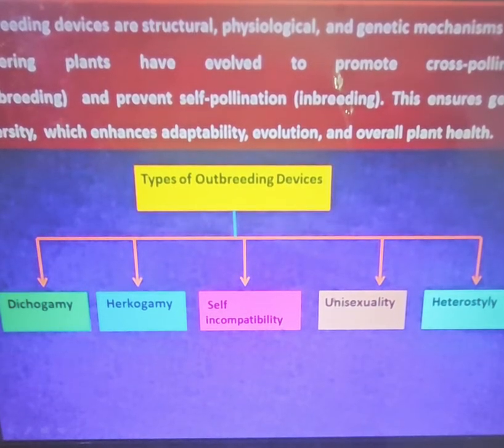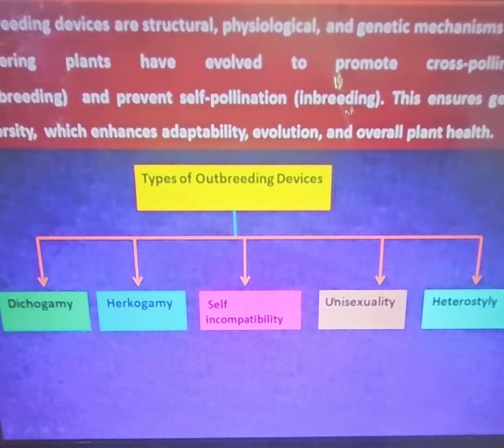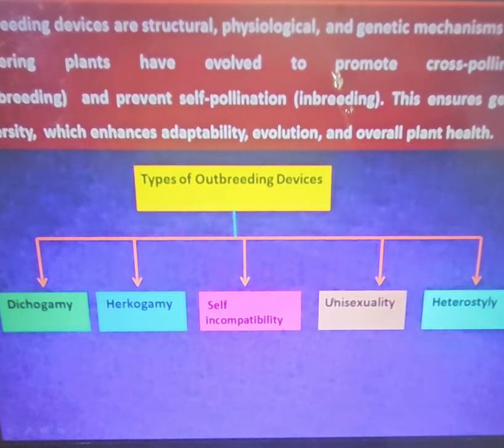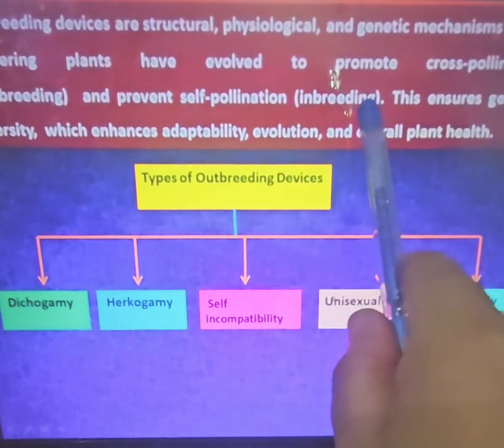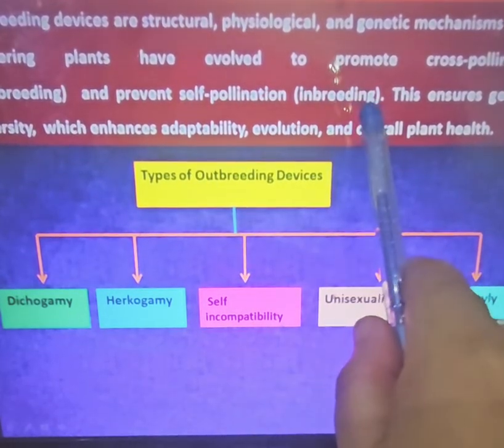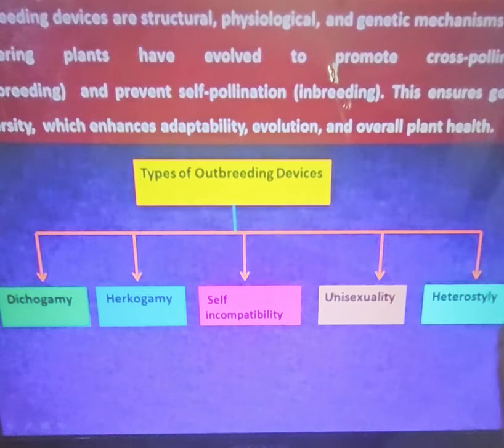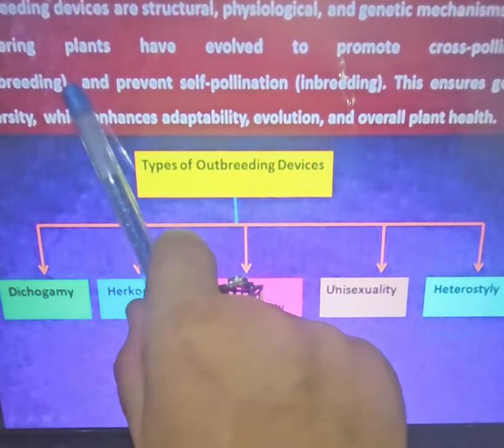So what are outbreeding devices? These are those devices which promote what? Which promote cross pollination and prevent what? They prevent self pollination, or they prevent inbreeding, and they promote cross pollination, or they promote outbreeding.